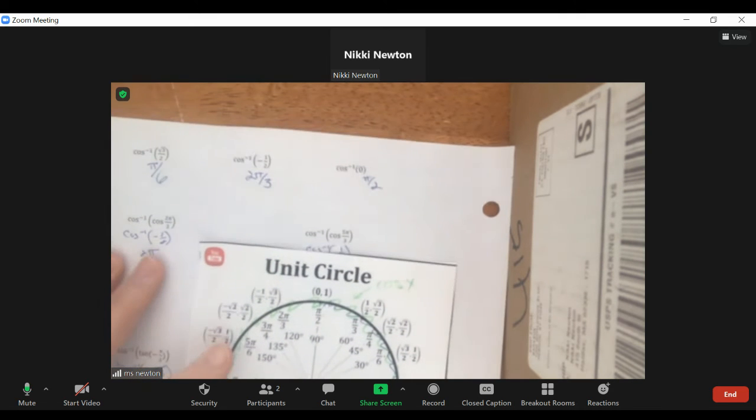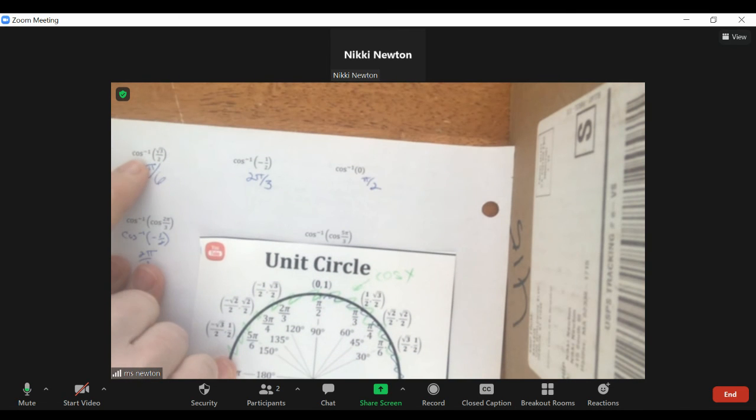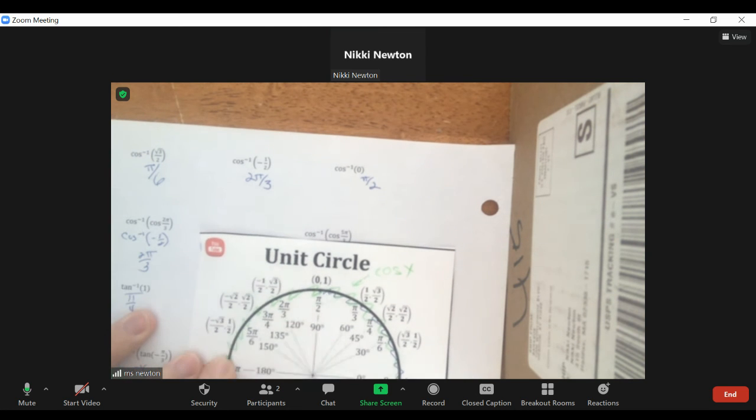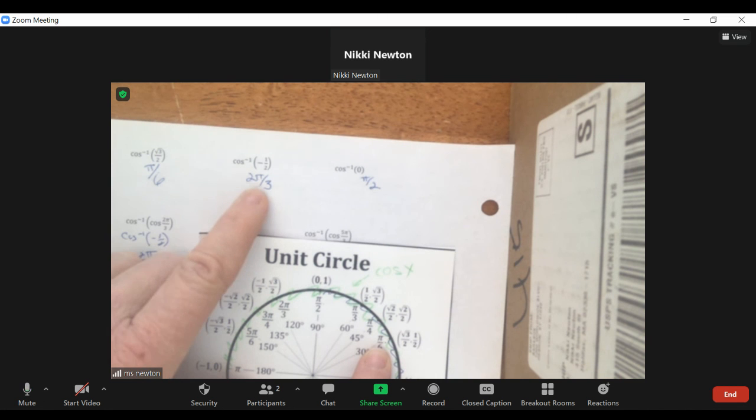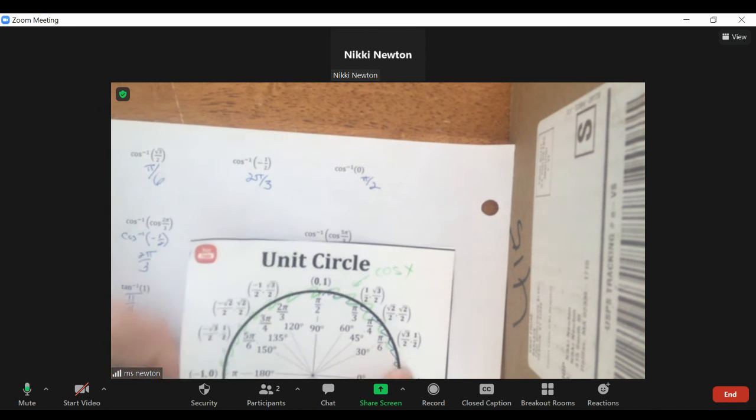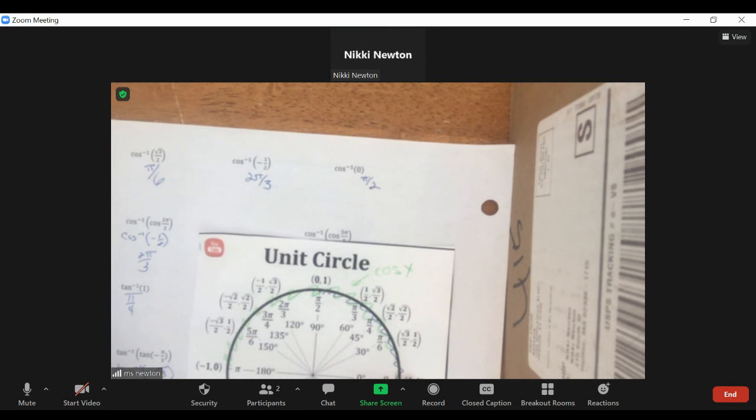Okay, so if I'm trying to find out what angle gives me a cosine of square root of 3 over 2, but I'm looking in this region, and cosine's the x-coordinate, so where do I get the square root of 3 over 2? I get it right there. So that angle is going to be pi over 6. All right, now I'm going to move on and say, what angle gives me a cosine of negative 1/2? And again, I'm staying in this domain. So cosine is negative 1/2 right there. So that angle is going to be 2 pi over 3.